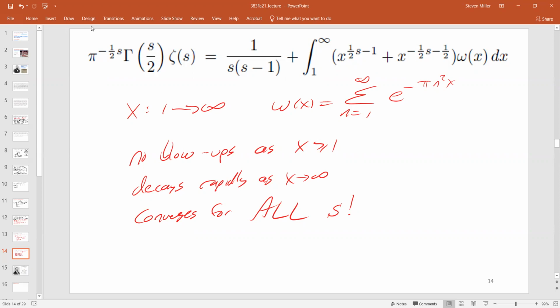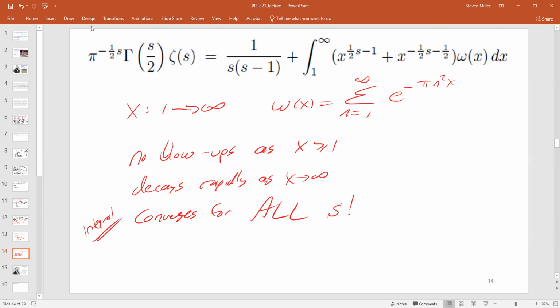The integral is fine. The 1 over s(s minus 1) has a pole at s equals 0 and it has a pole at s equals 1. I agree completely. It's the integral, so I will write the integral converges. The integral is defined for all values of s. And the 1 over s(s minus 1) makes sense for every value of s other than 0 or 1.